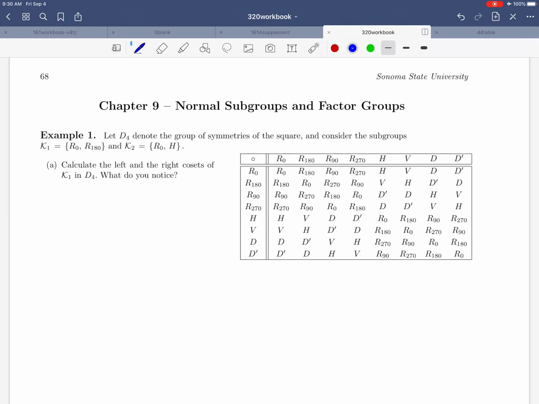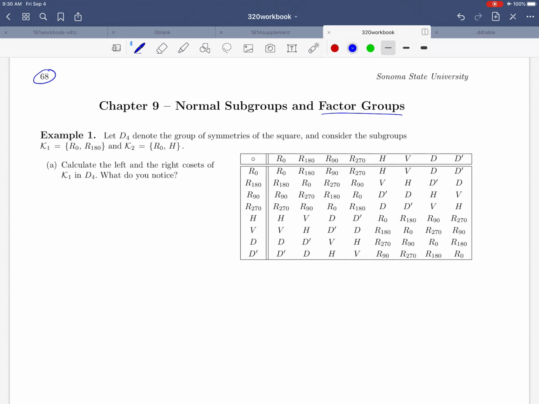Hello everybody, and welcome to the beginning of Chapter 9. We are looking at page 68 of the workbook, and the subject of this chapter is normal subgroups and factor groups. And just to give you a little bit of background on this, a factor group is a special type of a group that has cosets as the elements of the group.